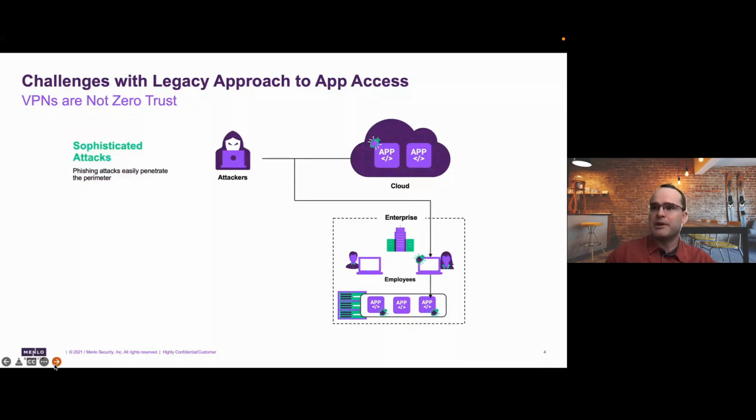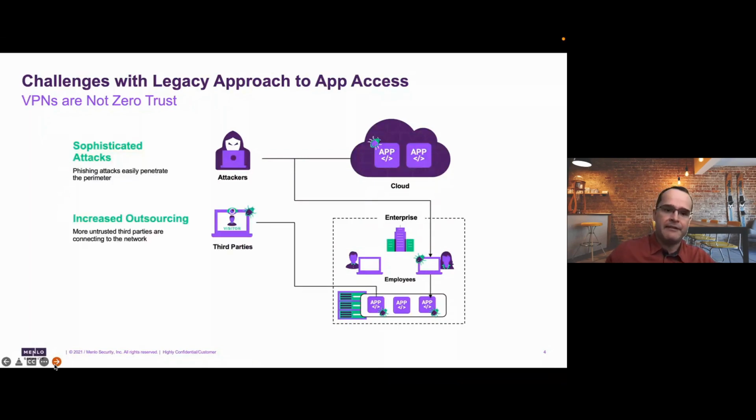So what happens when you don't have a zero trust approach, right? So the first thing, of course, is sophisticated attacks. Phishing attacks are much more easily able to penetrate perimeter defenses than they used to be able to. And VPNs have a very hard time trying to stop any of that, threat actors from doing those kind of attacks.